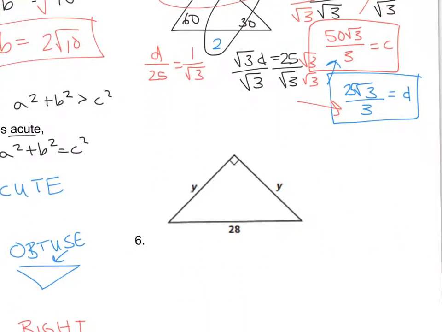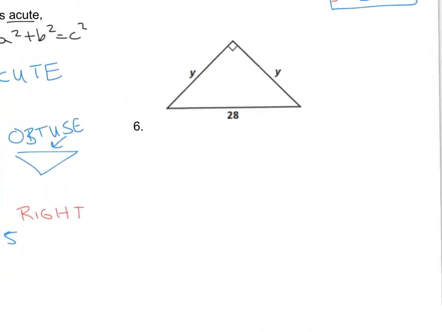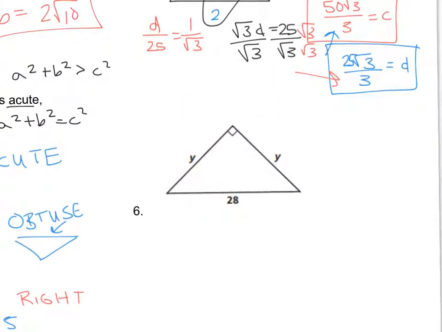Okay, number 6. 6 doesn't have any markings for angles, but I can tell that it's an isosceles right triangle, so these have to be 45. So next to it, I'm going to draw a 45, 45, 90, and write the ratios in. So the ratios are 1, 1, root 2.